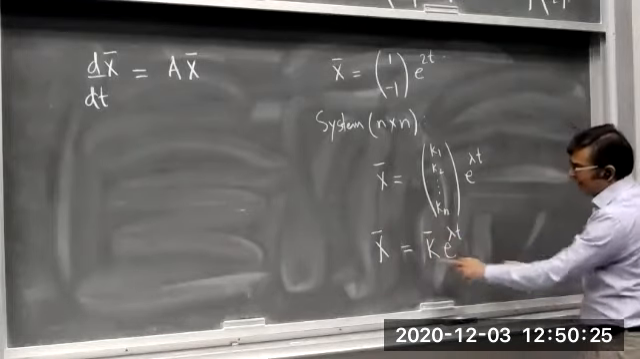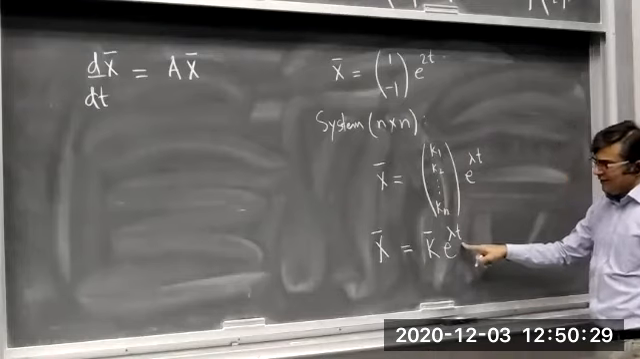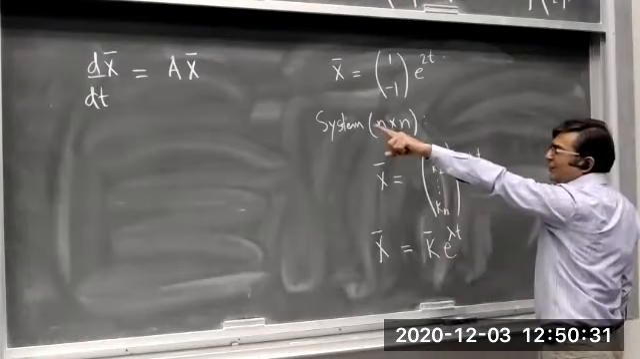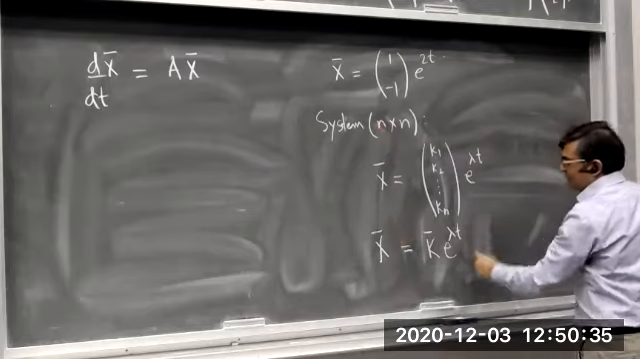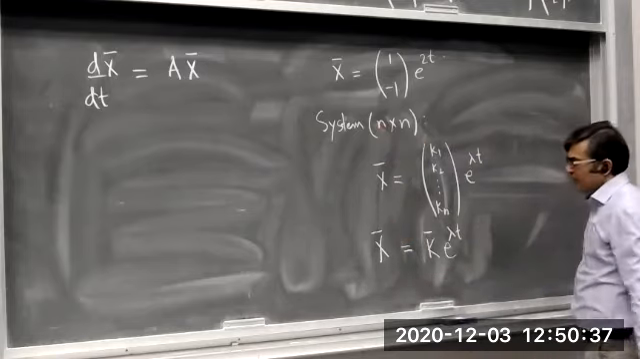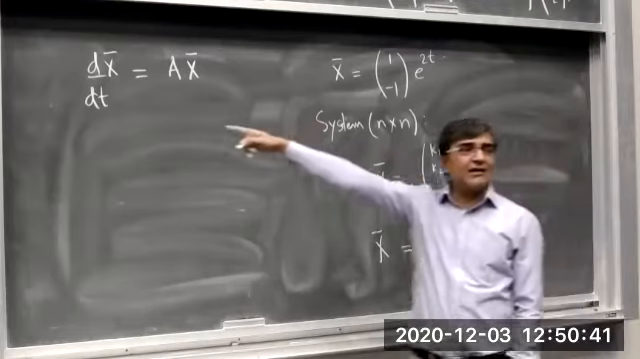So this is x vector, which is equal to K vector times e raised power lambda t, where K vector is this vector of constants. We assume that this homogeneous linear system with constant coefficients has this kind of solution. If it is a solution, then it must satisfy that system.